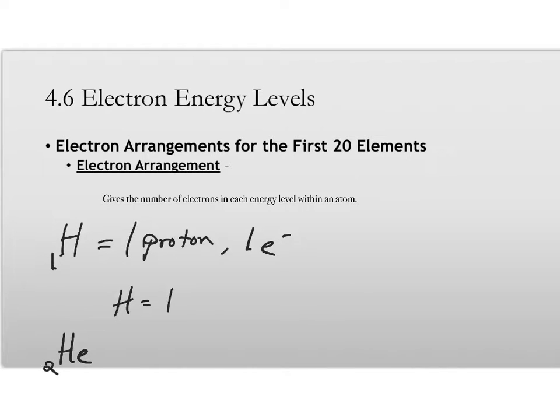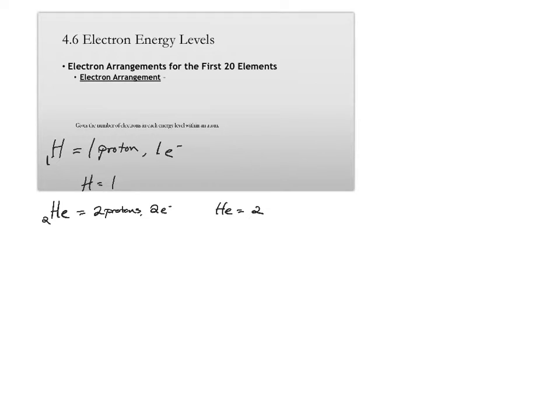Helium is the second element, so it has 2 protons. Therefore, it has 2 electrons. And so the electron arrangement for helium is 2. Now when we go to the next element on the periodic table, we have lithium, which has 3 protons and 3 electrons. Its electron configuration is going to be a little different. It's going to be 2 and then 1.